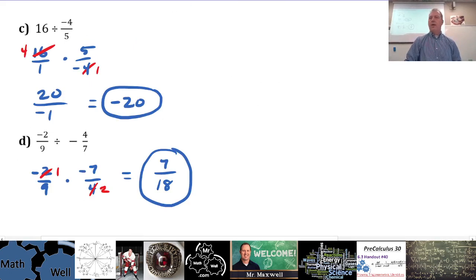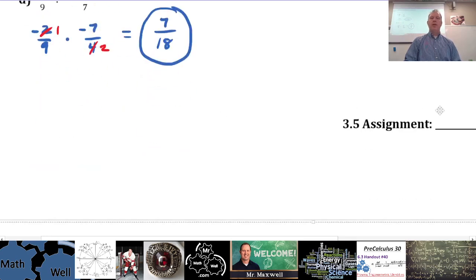Okay, so here's the answer for C and D. Anybody have any questions there? Flip the second one, multiply. Before you multiply, check to see if you can simplify any top number with any bottom number. And in both cases we can. So C should be negative 20, D should be positive 7/18. Okay, got it? All right. Any questions at all before you get your textbook assignment?